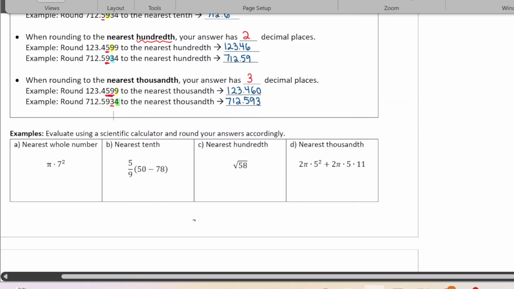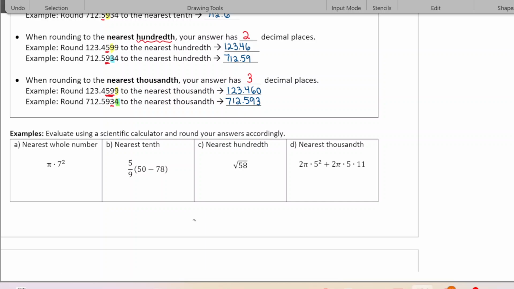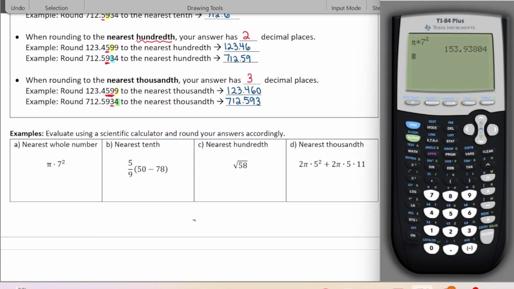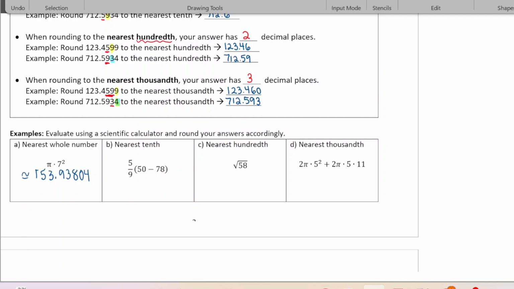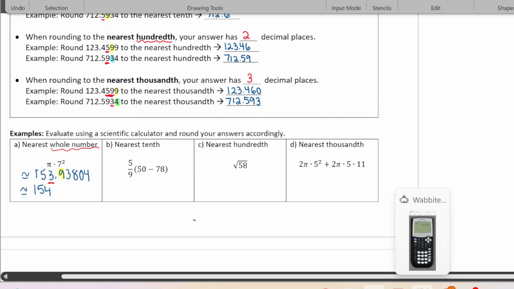So I'm going to write the first part of my answer there. So my answer was 153.93804. I'm going to write this 153.93804. And I used a little squiggly because it's not exactly equal. And we're going to round this to the nearest whole number. That means no decimal places. So I'm looking at the 3 here and I see it's next to a 9. That means I'm going to round this up to 154. All right, let's do the next one.